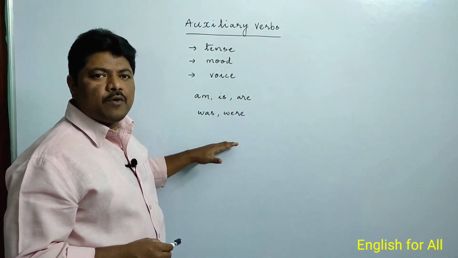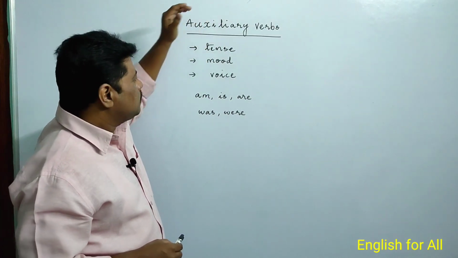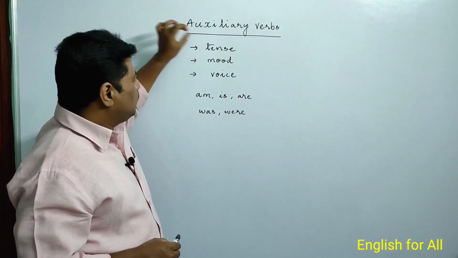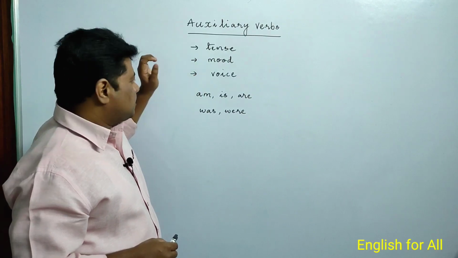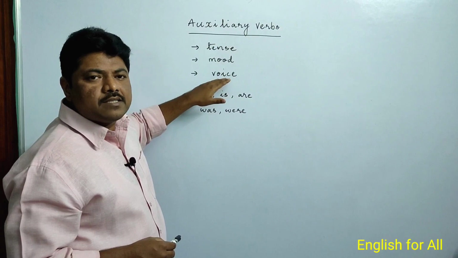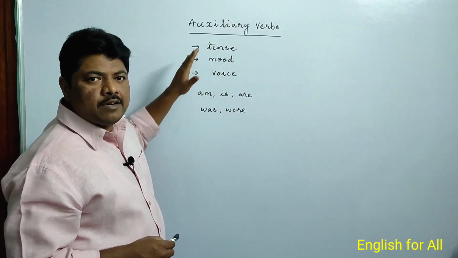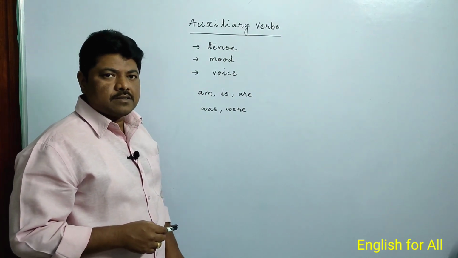We have a number of auxiliary verbs. First of all, the auxiliary verbs are used to find out what tense a particular sentence is in, and also to find out the mood of a particular sentence the speaker says, and also the voice, whether a particular sentence is said in active voice or passive voice. These auxiliary verbs really play a very important role in framing sentences.